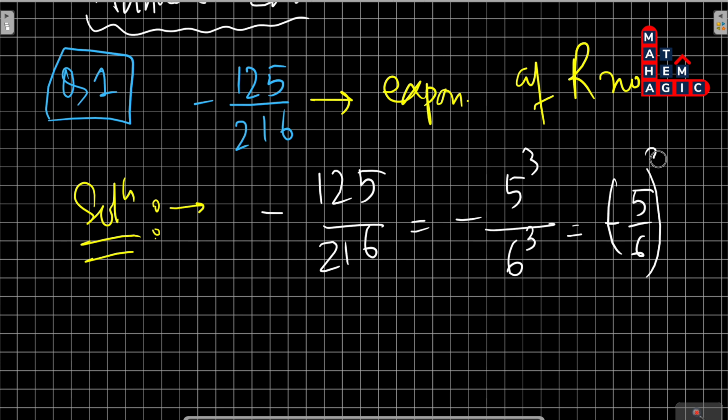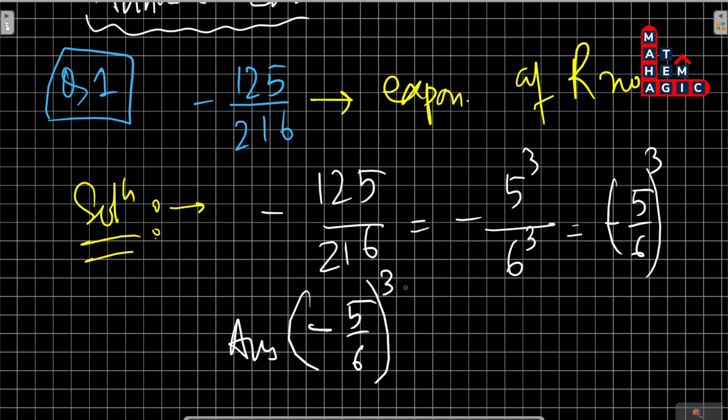And see, 6 is a non-zero number, 5 and 6 are co-prime, so it's absolutely a rational number. It's a negative rational number basically because there's a minus sign before that. So that's it. Alright, so the sum is done. The answer will be minus 5 by 6 whole to the power 3.